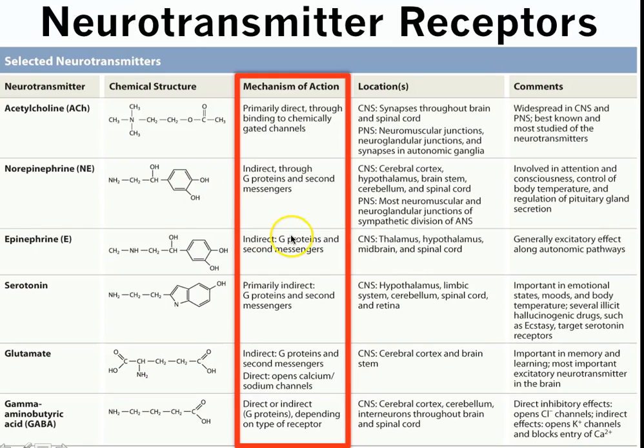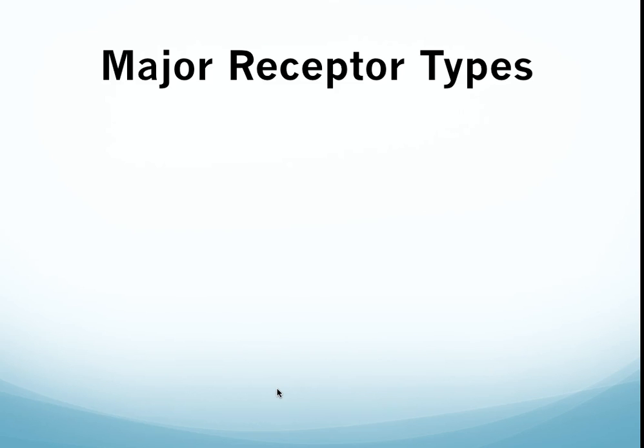Well, here we have norepinephrine is indirect through what we call G proteins and second messengers, and that's something else we're going to talk about. And you can see similar sorts of other things here. Serotonin, for example, primarily indirect through G proteins and second messengers, and again, primarily because it's not exclusively. And in fact, there are other types of serotonin, one specific type of serotonin receptor that is a chemically gated channel. So the point here is that we have a lot of variety in terms of the type of receptors that these neurotransmitters are going to bind to. And that variety makes all the difference when it comes down to function.